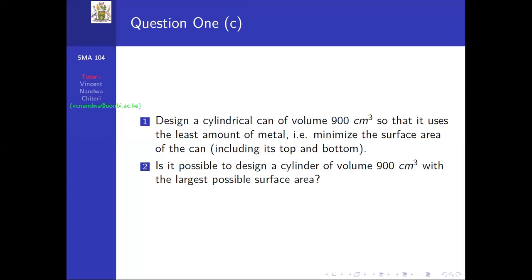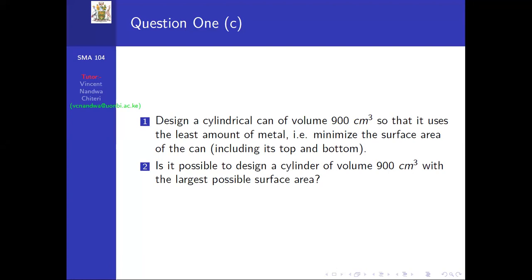So this is an applied optimization problem. We have to design a cylindrical can of volume 900 cubic centimeters, so that we use the least amount of metal. That's simply to minimize the surface area of the can, including its top and bottom.